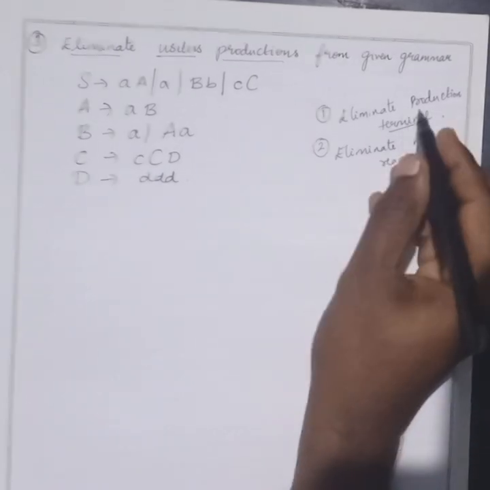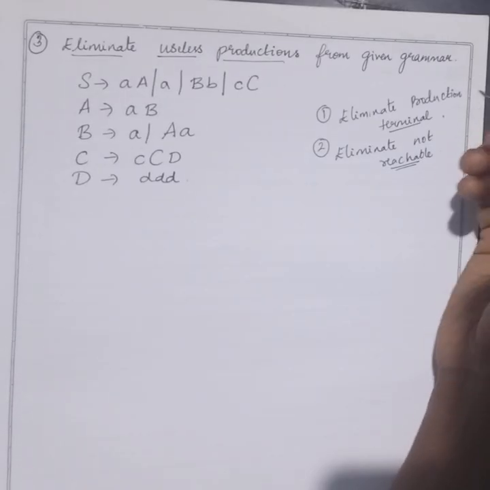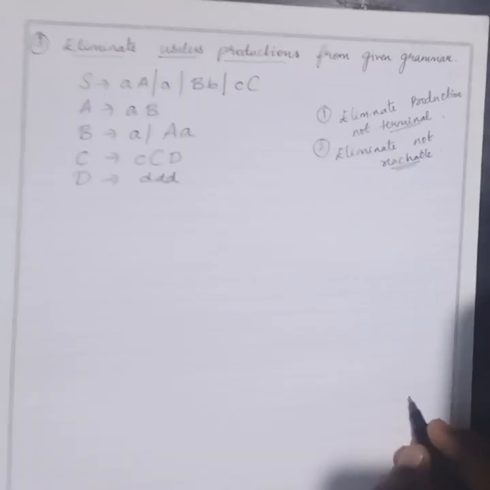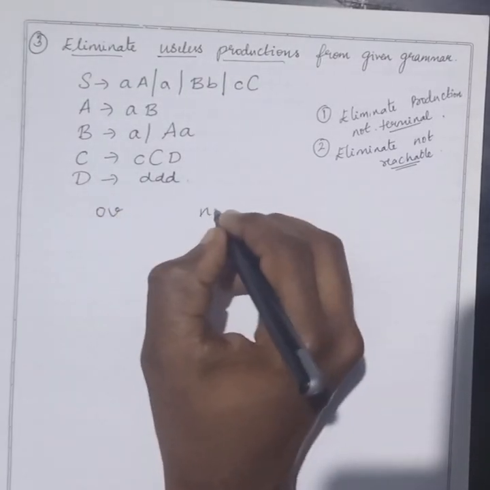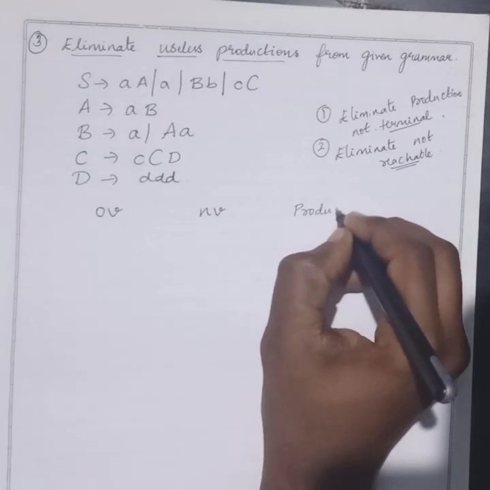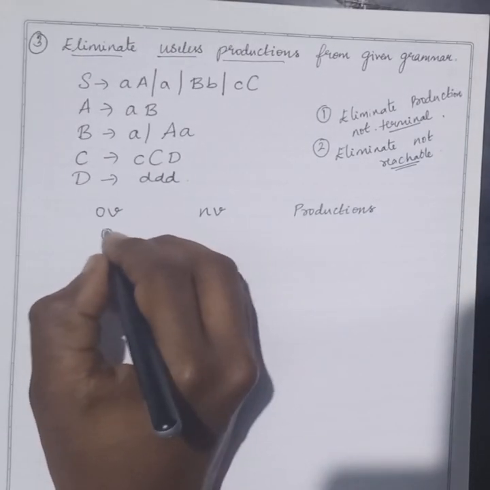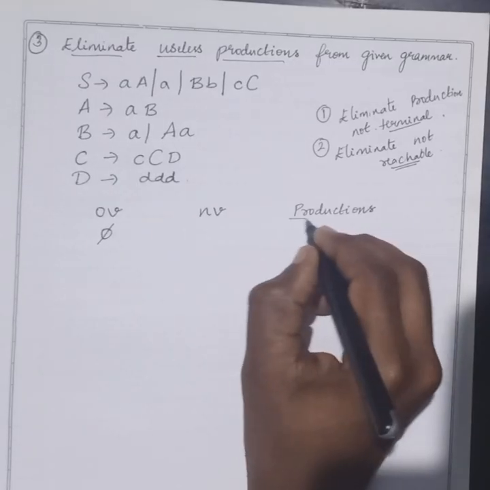So first, to eliminate the production that does not terminate, not going to reach the terminals, we want to remove them. For that we have one table with three columns: old variable, new variable, and production. Initially the old variable is null, so we don't take any old variable. Now we'll start with the productions.